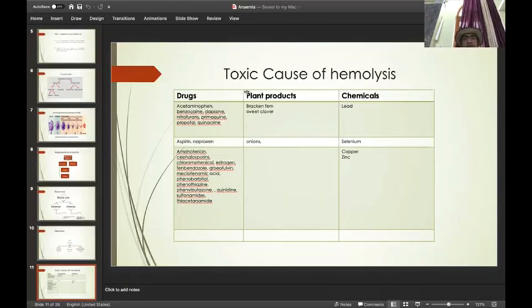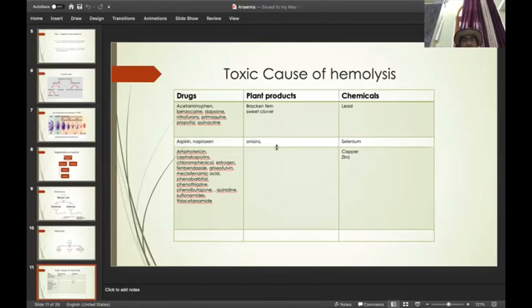Some of the plants we were discussing: this is the answer we wanted. Bracken fern poisoning is very famous. Sweet clover poisoning is very, very famous. And the chemical we have discussed, lead. Again, there are medicines also, a long list of medicines.